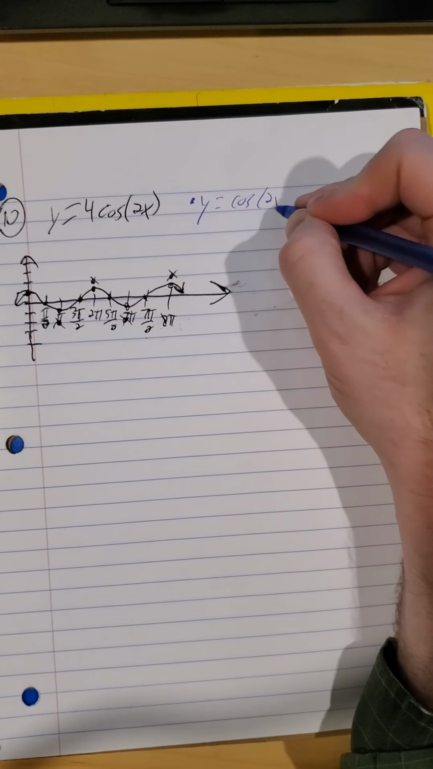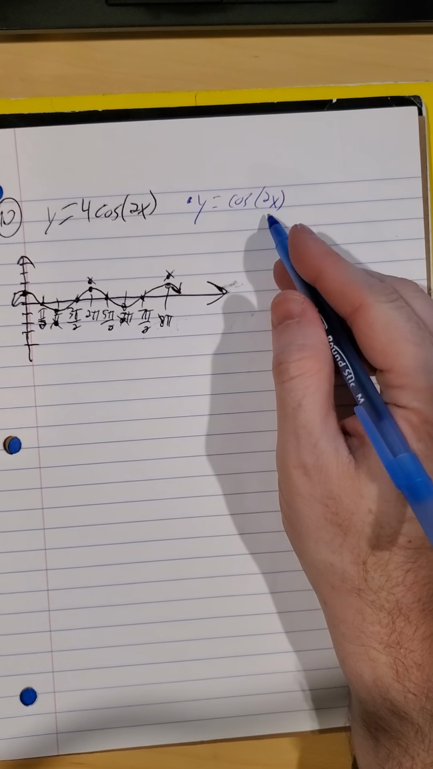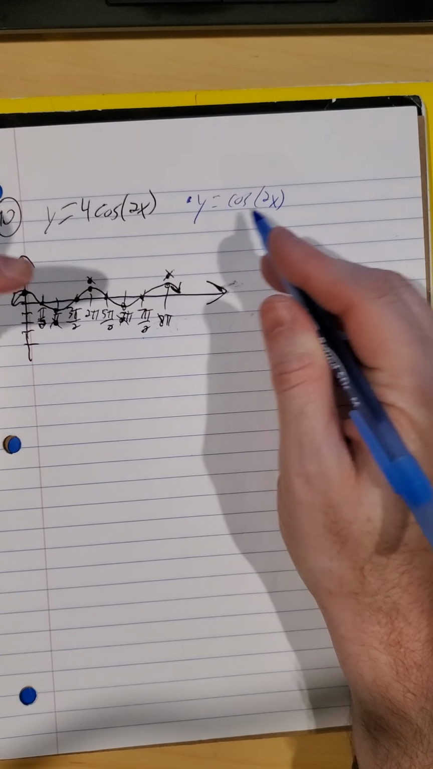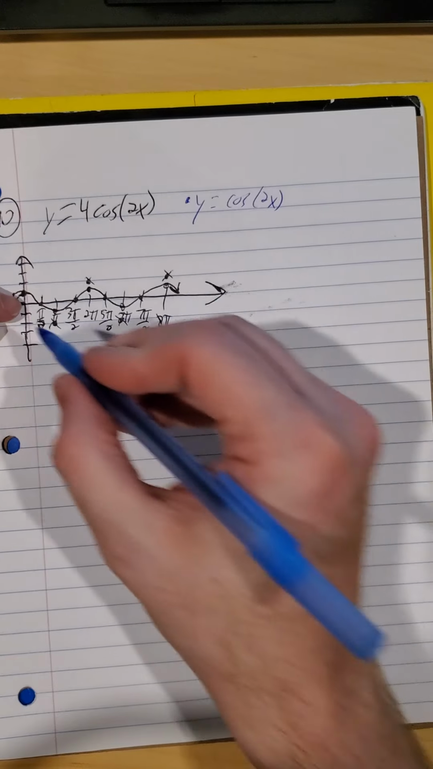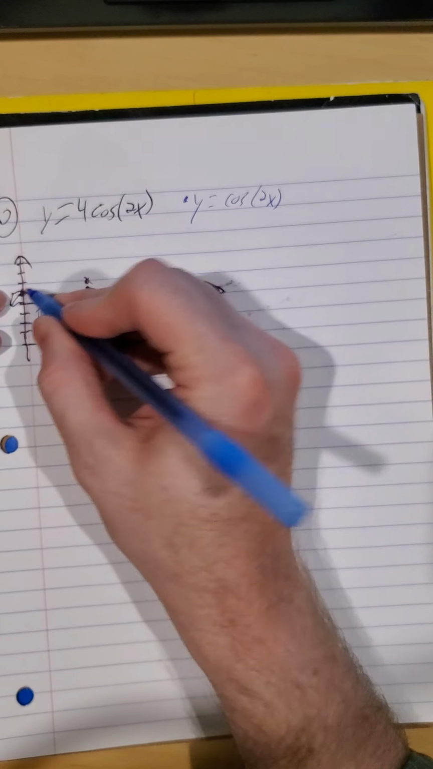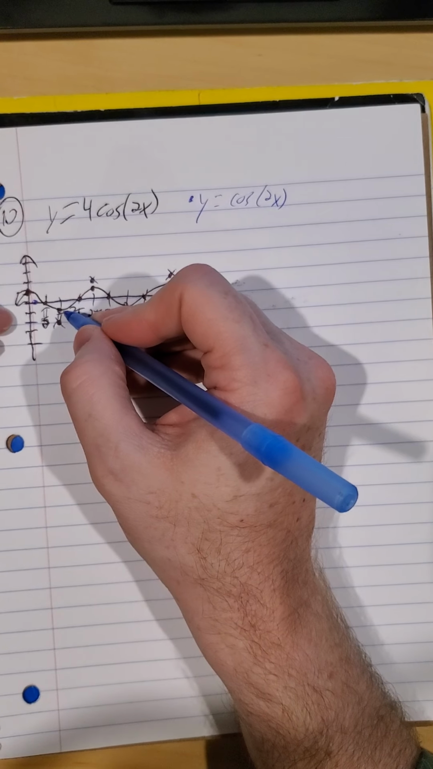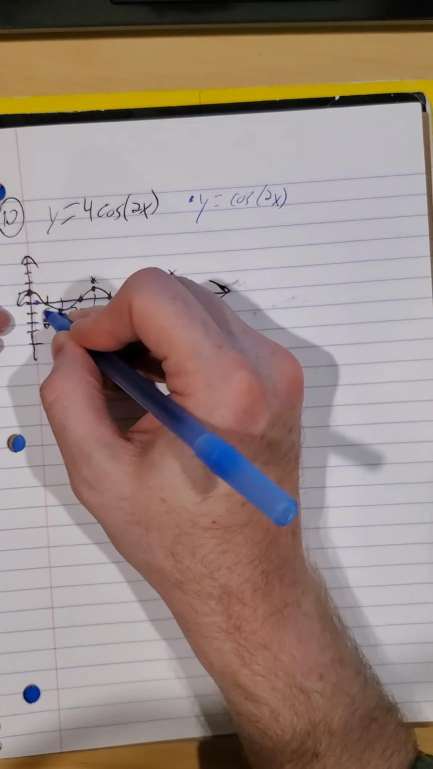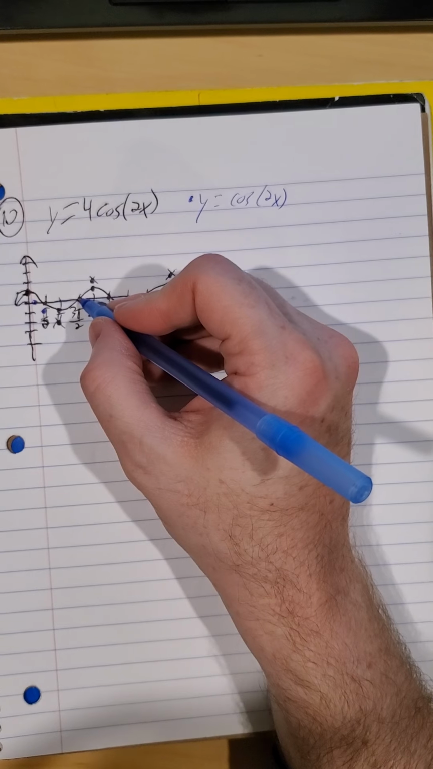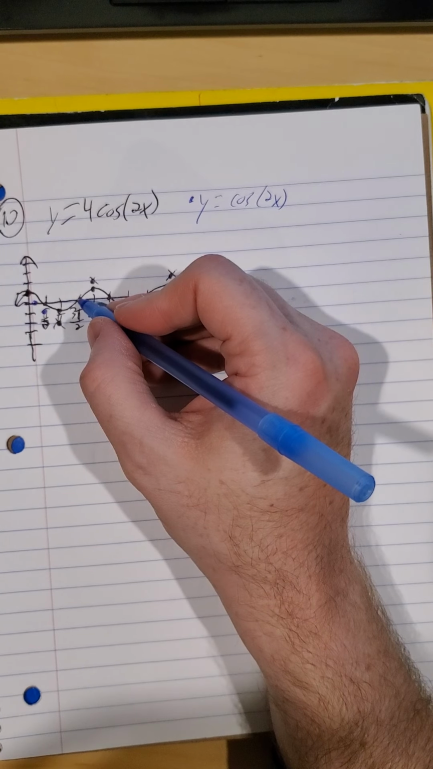So cosine of 2x. So instead of times a 1/2 inside, now we have a times 2 inside. We have to go half as far. So 0 stays pinned. What happened at pi over 2? Now it's happening at pi over 4. What happened at pi? Now it happens at pi over 2. What happened at 3 pi over 2? Now that's happening at 3 pi over 4.